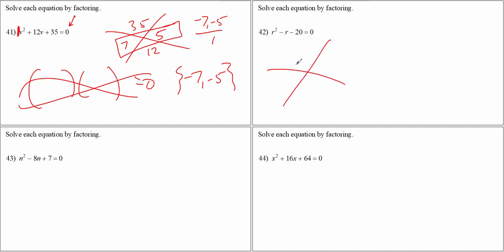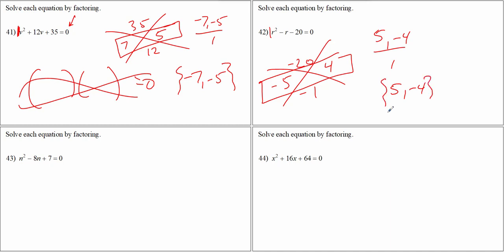Let's make sure that works here. Negative 20 up top. Negative 1, negative 5, and 4. Let's flip. Positive 5, negative 4. Divide by 1. Positive 5, negative 4. Those are my 2 answers.